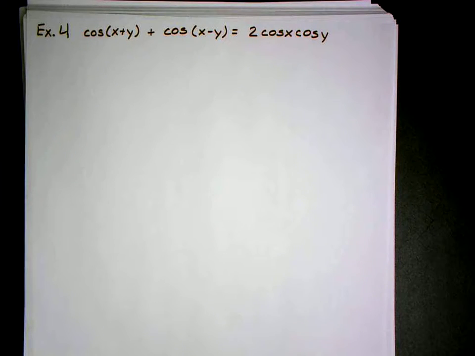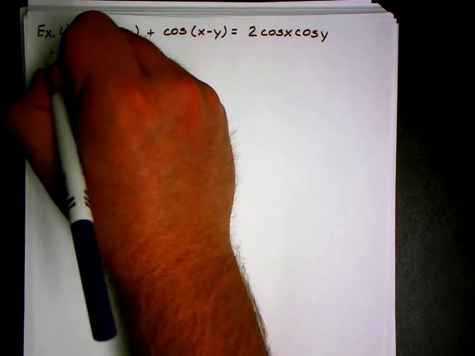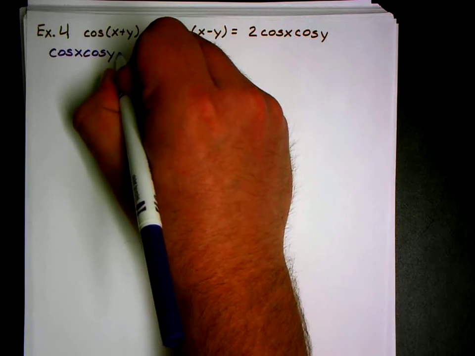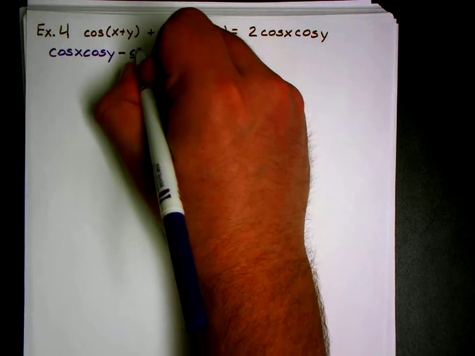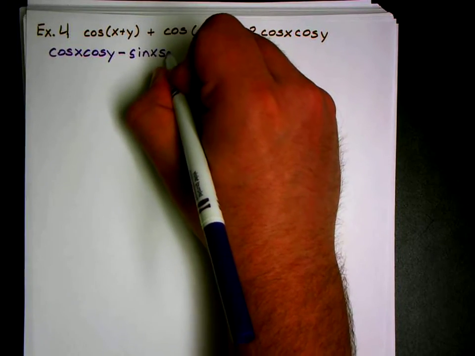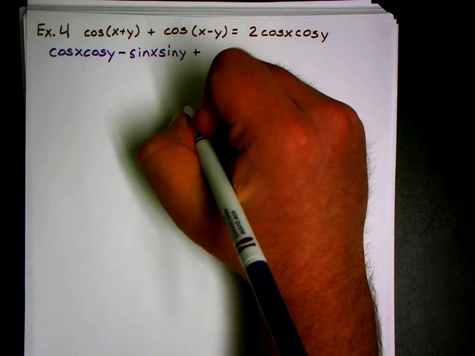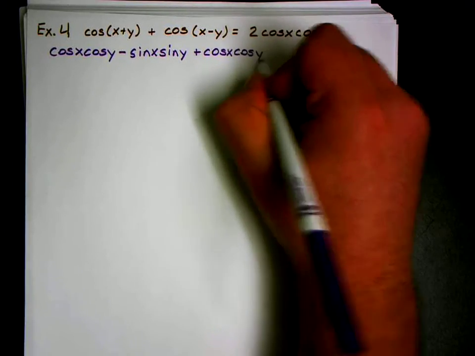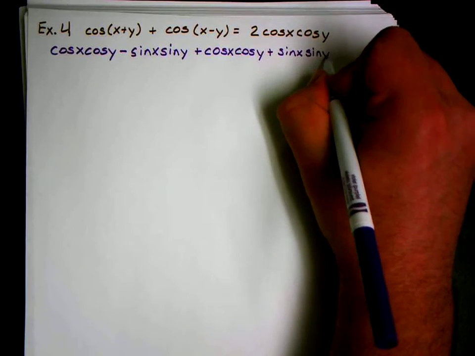Because you just apply your formula, and I have a feeling a lot of things are just going to cancel out. So let's try it. So apply the formula to this. So cosine of X, cosine of Y, minus, because we have to switch signs with cosine, sine of X, sine of Y, plus, okay, so then I do this one, cosine of X, cosine of Y, plus sine of X, sine of Y.